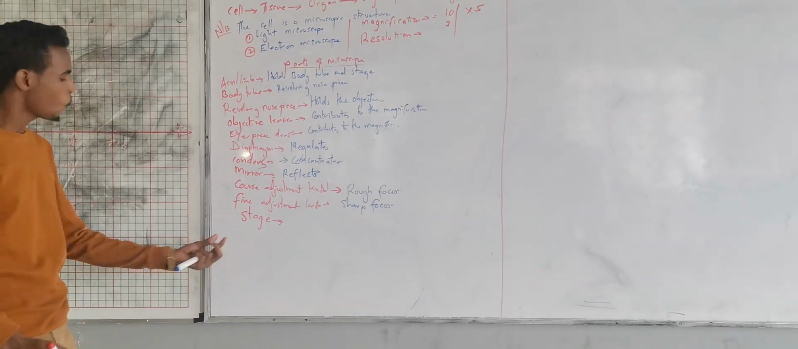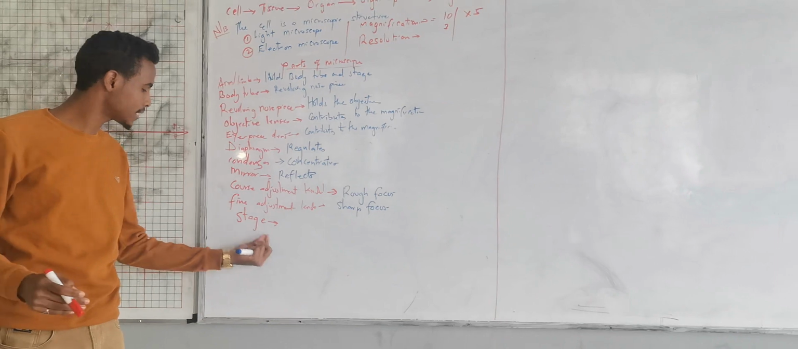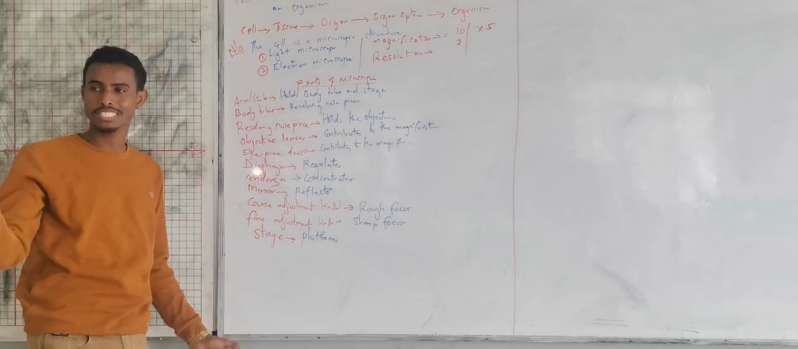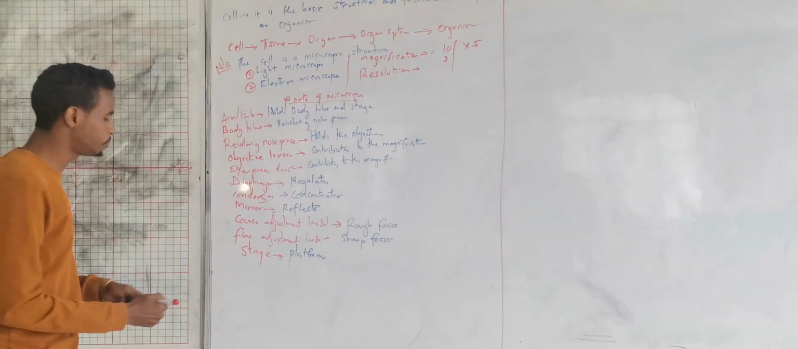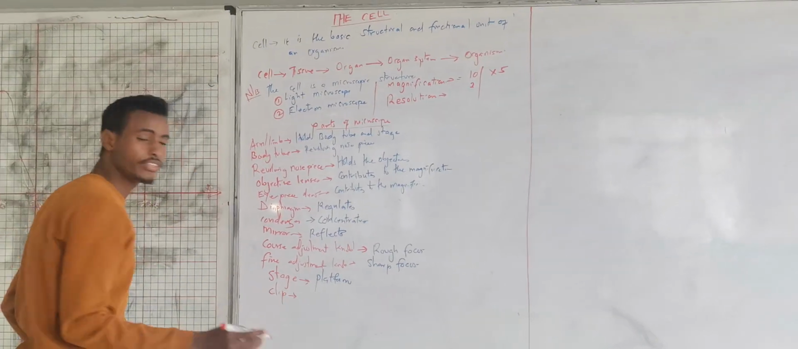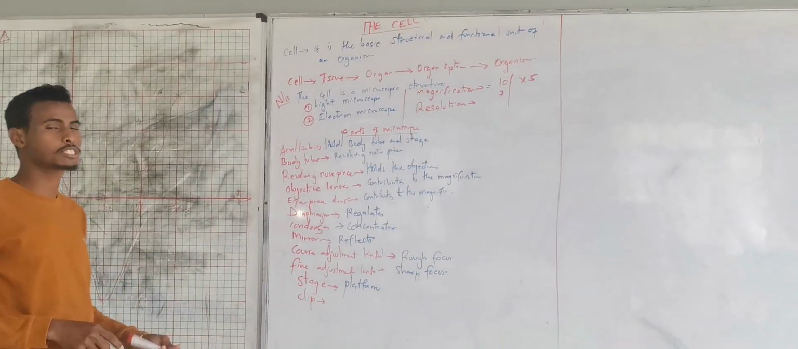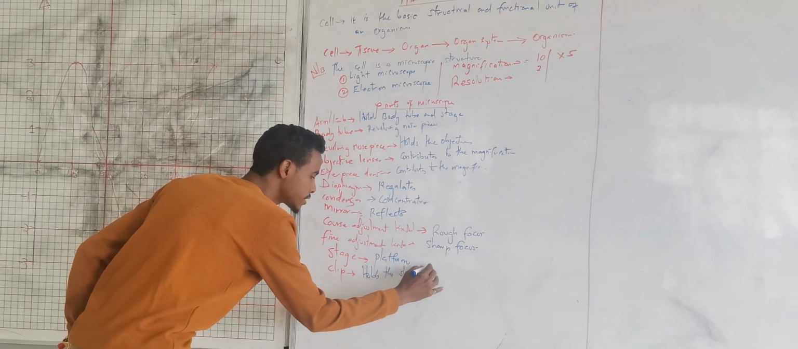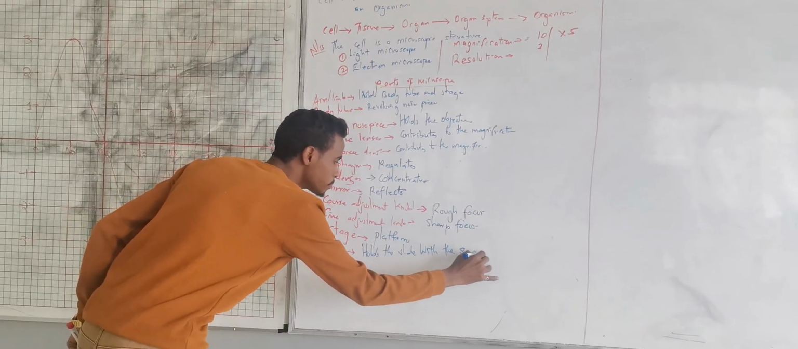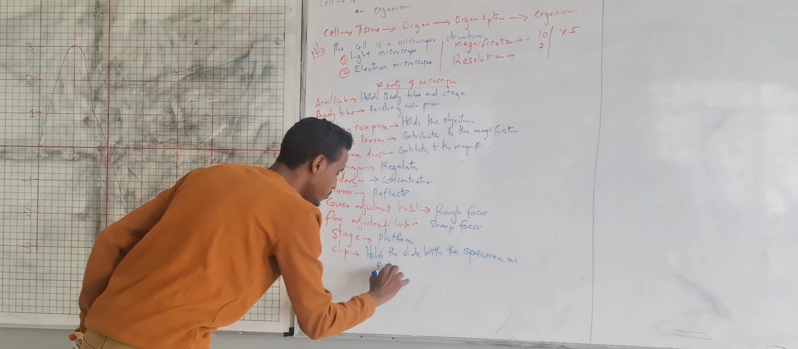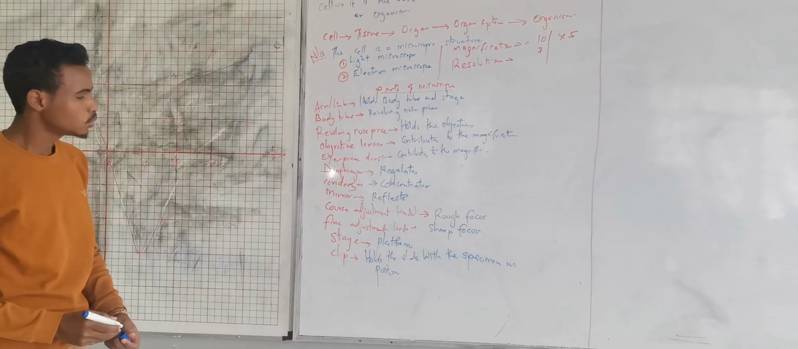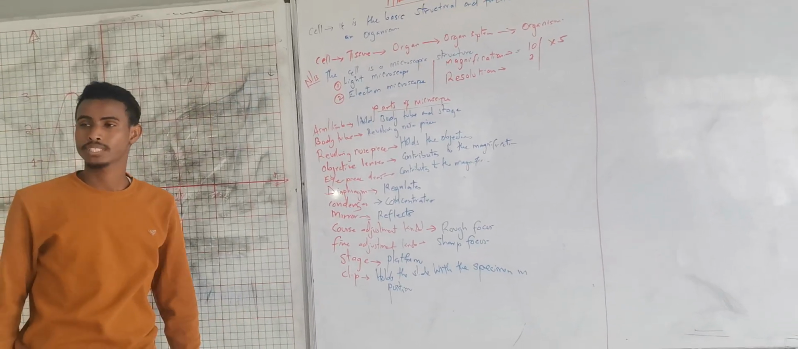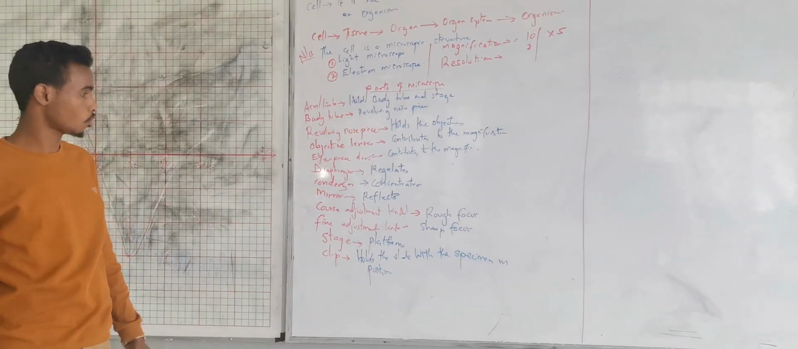We also have the stage. The stage is the platform where the specimen on the slide is placed. We have the clip. The clip holds the slide with the specimen in position. And I think these are some of the parts of a microscope.